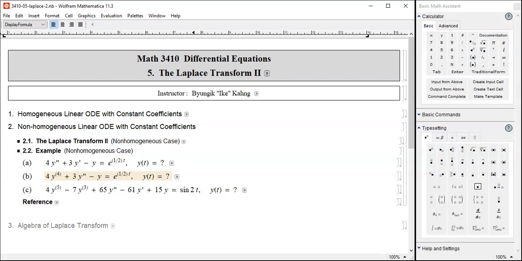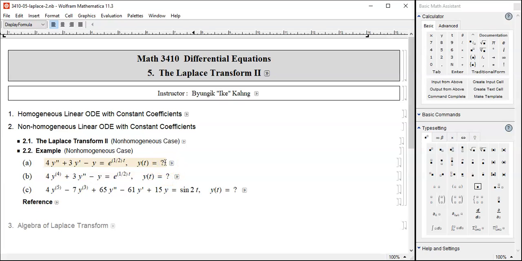The second problem is deceptively similar to the first problem in the sense that we have the same non-homogeneous part, e to the 1/2 power of t, and also the same coefficient structure for 3, -1. Same here. Now what's the difference?